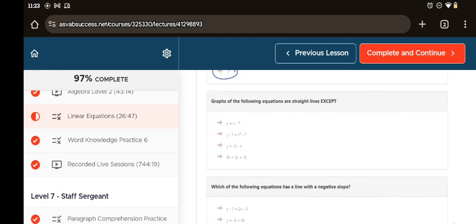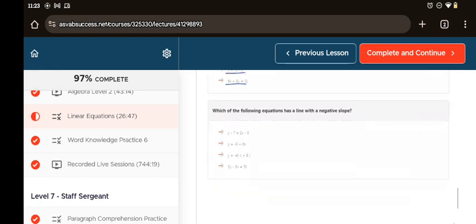So this question says, graphs of the following equations are straight lines except. Once again, we're looking for the straight line equations, which are the ones that do not have an exponent, right? The x does not have an exponent. So this one does not have an exponent, that's a straight line. This one has an exponent. This one does not, this one does not. So our answer here is B, because this one has an exponent, so that is not a straight line.